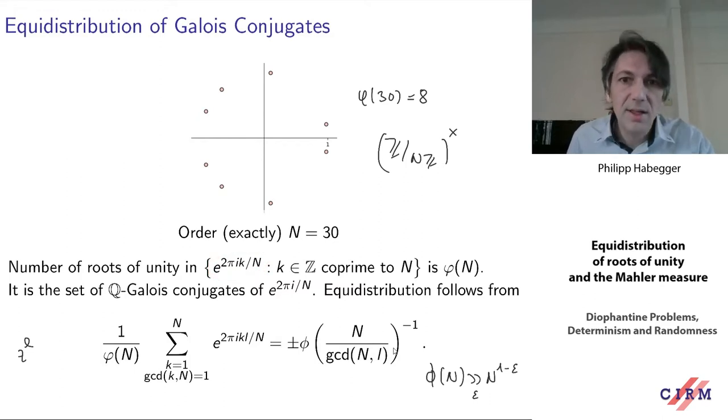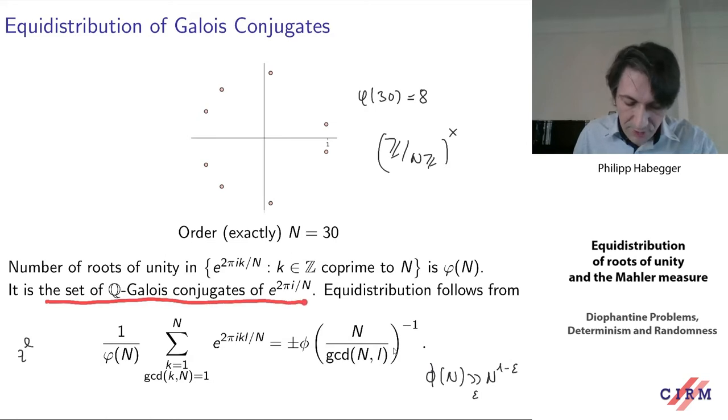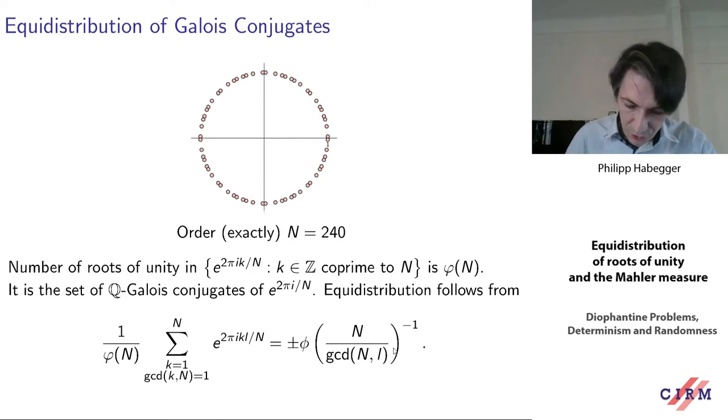And this happens to be exactly the Galois conjugates of any root of unity of order n. So this set has arithmetic importance because it's exactly the set of Galois conjugates of roots of unity. Okay, so for roots of unity of order exactly n, as n goes to infinity, we also get equidistribution, just like in the first case. Here I've got a picture with n equals 240. You can now begin to see that we get nice distribution. There are still some gaps here and here and here, but they don't matter in the limit.